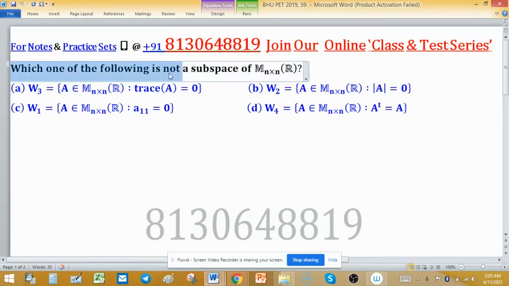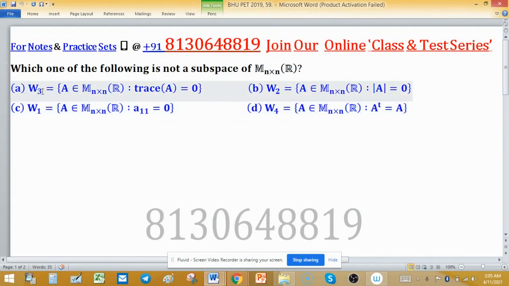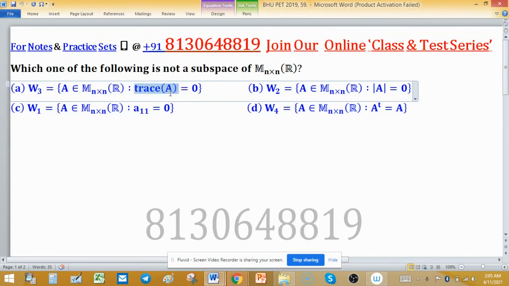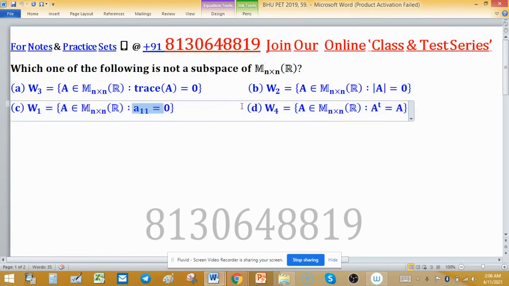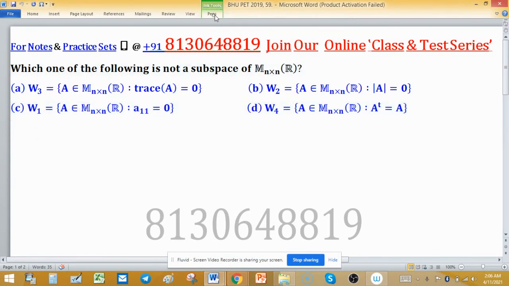Which one of the following is not a subspace of square matrices over R? Four options associated with this problem are given. W3 is the set where trace of A is 0, and if A belongs to W2, then determinant of A is 0. In W1, the first element is 0, and in W4, the transpose of the matrix is the same as the given matrix. So we test these options one by one and reach the final answer.